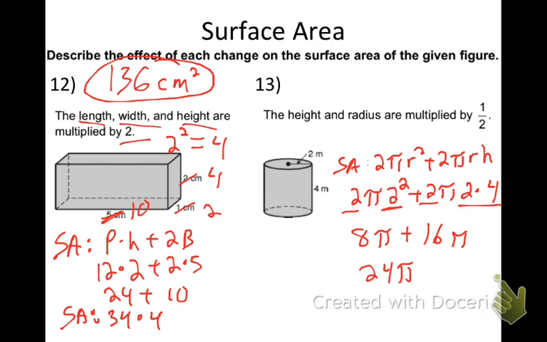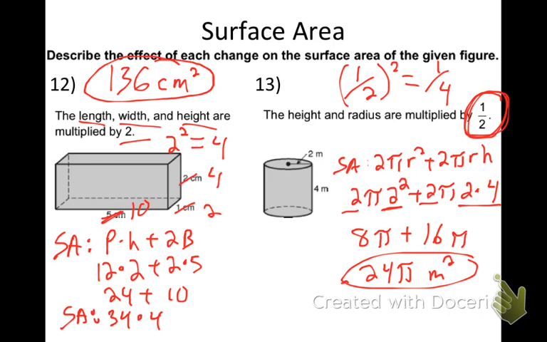24 pi meters squared. Now, if the height and radius are multiplied by 1/2, what's my surface area going to be multiplied by? Because what's 1/2 squared? 1/4. So if I take it all times 1/2, if my surface area is 24 pi meters squared, what's my new surface area going to be then? Multiply by 1/4 because I square it. So it'd be 6 pi meters squared. And again, if I were to do all of my dimensions, so if I made that a 1, I made this a 2, and worked it all out, I would get 6 pi meters squared. Nice job.